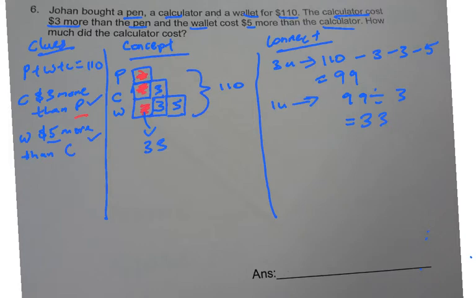Sorry, not drawn to scale. So what do they want? Calculator. So calculator will be here. So calculator will be 33 plus 3, which is 36. So answer $36. Remember the sign.